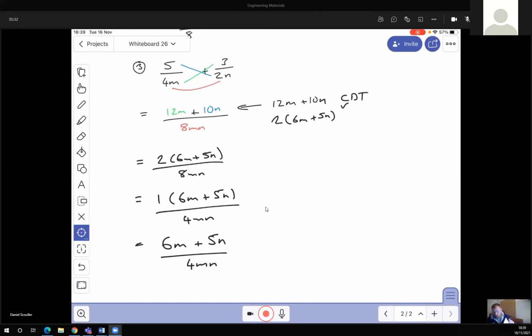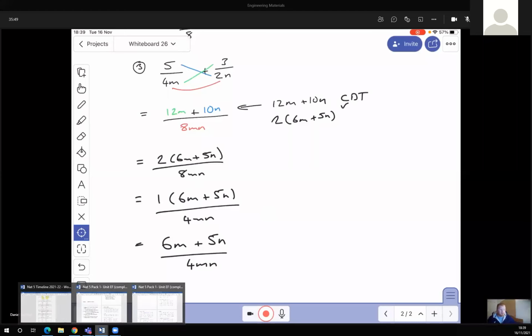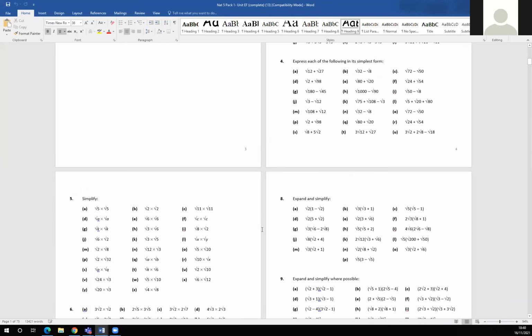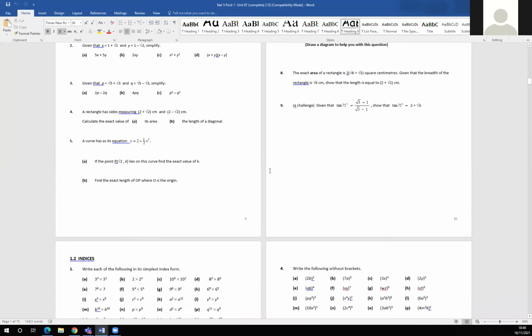Express in its simplest form. If you're looking for these in the workbook, I've got some we can try. I'll go through 3 more examples and then I'll give you some to try. If you're looking for these in the workbook, they're on page 33 and I've got questions 5 and 6.